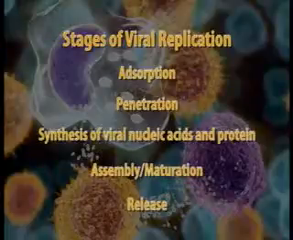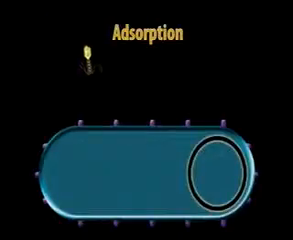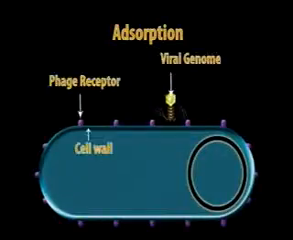So as far as the attachment or the adsorption is concerned, this is the first step in the viral replication, which generally takes place through random collision of virion particles with the host cell surfaces, facilitated by the specific receptor proteins on the host cell membrane or even attached by the ionic interactions.